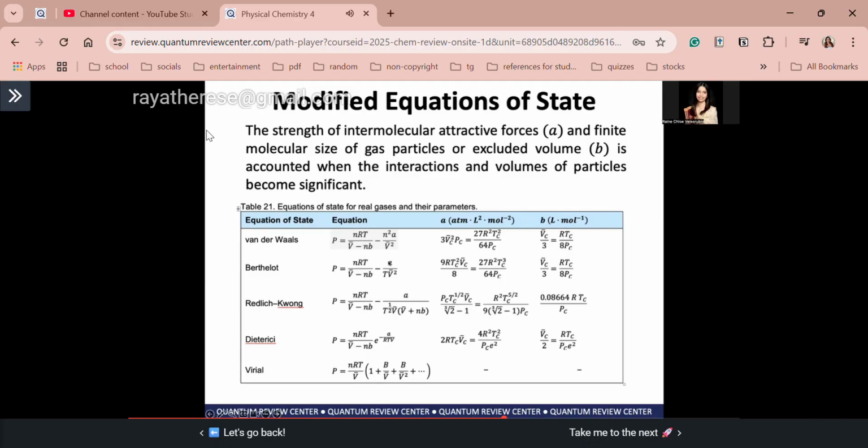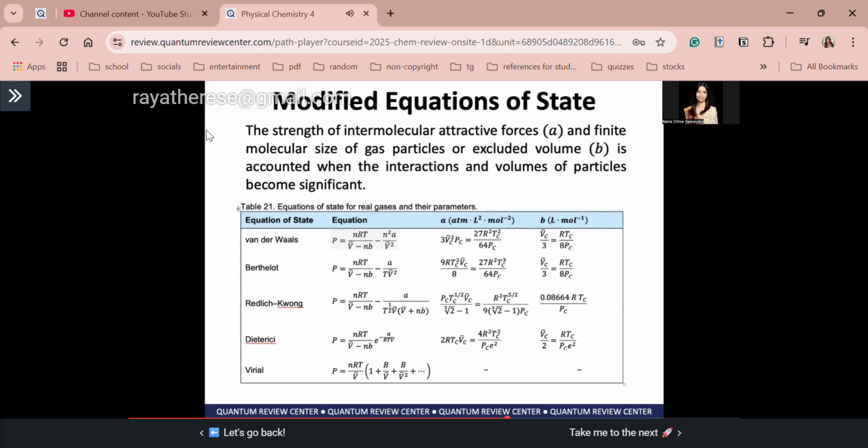So here the equation is P is equal to nRT over V minus B minus N squared A over V squared. Okay? Dapat memorize si van der Waals equation of state, okay? Because ito yung pinaka-common na equation of state for real gases. And then for the rest, guys, okay, you don't have to memorize it, but you have to understand how these equations differentiate from van der Waals, okay?